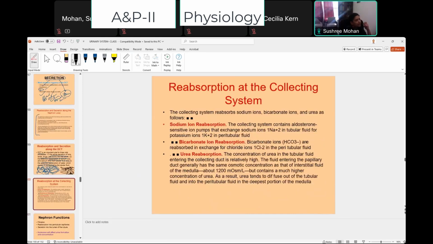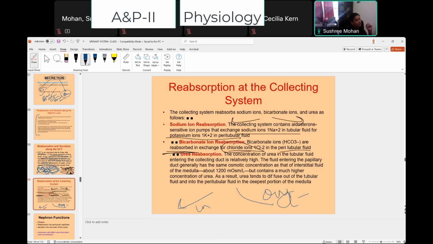So sodium ion reabsorption. The collecting system contains aldosterone sensitive ion pumps that exchange sodium ions for potassium ions. Here, an antiporter, as I showed you: sodium enters, potassium leaves. Bicarbonate ions are reabsorbed in exchange for chloride in the peritubular fluid. So bicarbonate is taken in, chloride is sacrificed. This goes out, this goes in, in exchange.